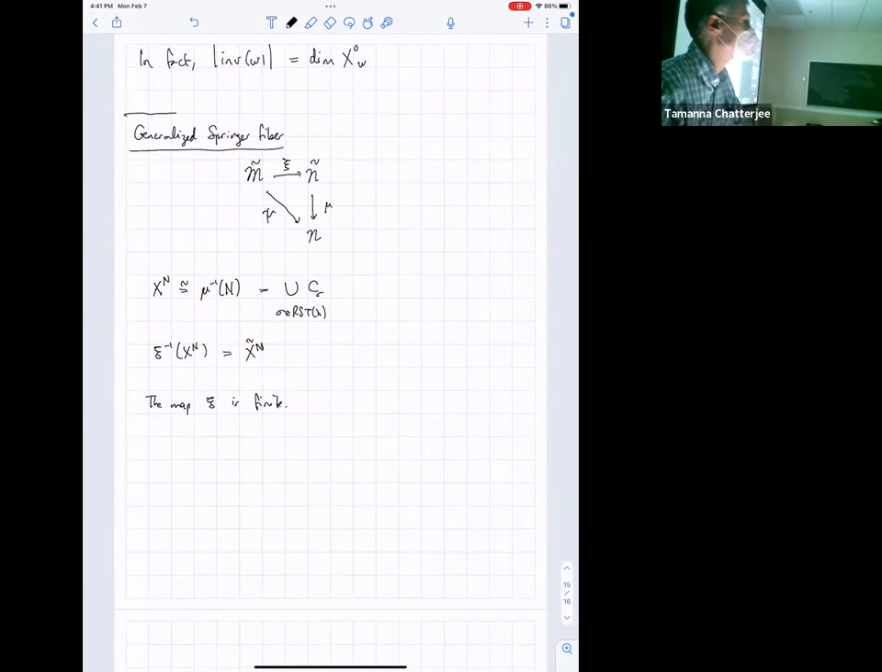I want to introduce something I'll call the divisor, or the maximal divisor, of a tableau. Let me illustrate this with an example. So consider the tableau.